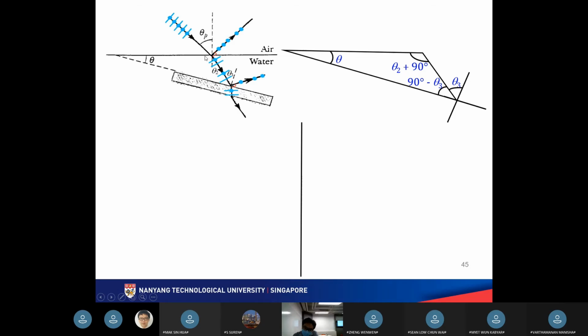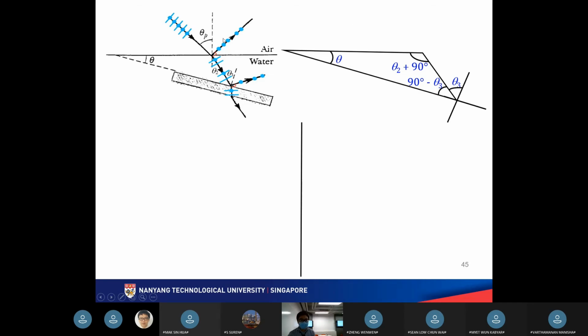This angle is the reflected angle theta 2 plus 90 degrees. And this angle, remember this is the surface normal, equals 90 minus theta 3, where theta 3 is the incident angle. Once we find the reflected angle at the first interface and the incident angle at the second interface, we will be able to find theta. Now let's do that one by one.